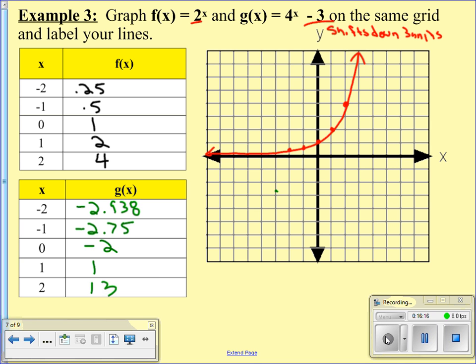Let me redo that. Negative 2, that's almost negative 3. Negative 1, negative 2.75. 0 is negative 2. 1 is 1. And 2 is going to be 13, so somewhere up there. So I have my asymptote.